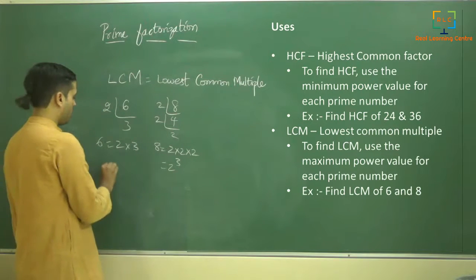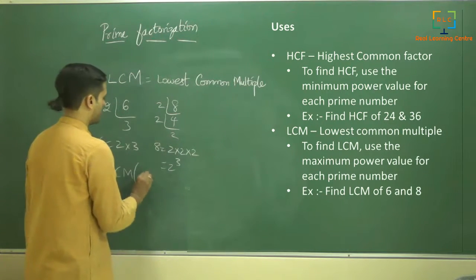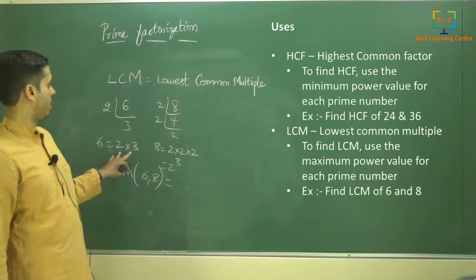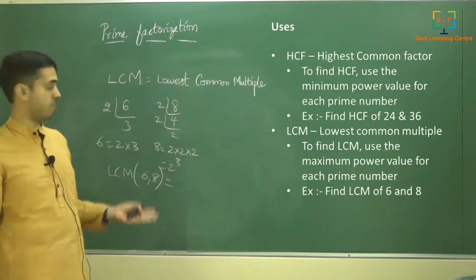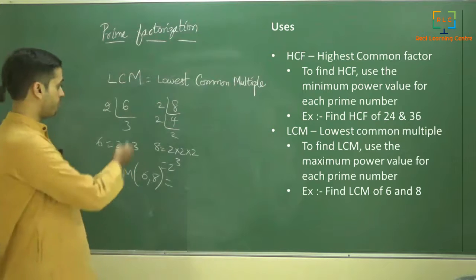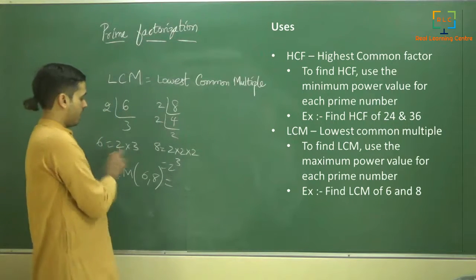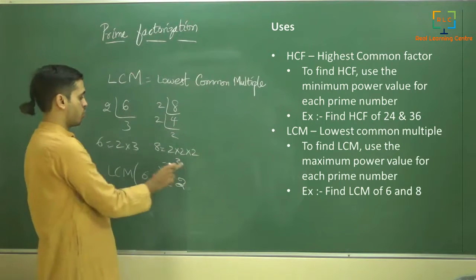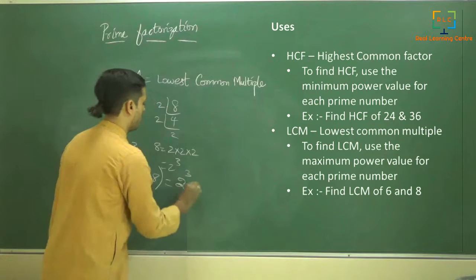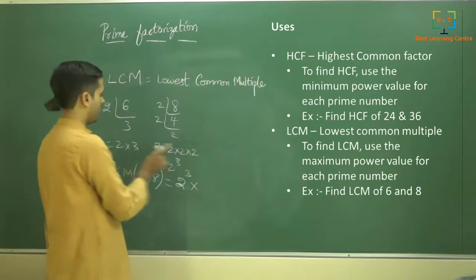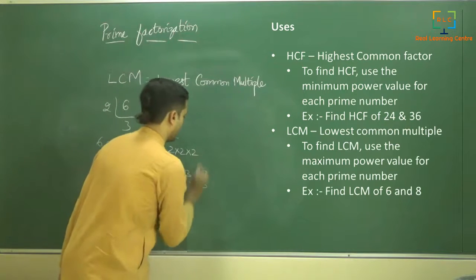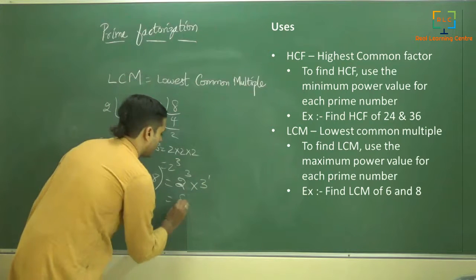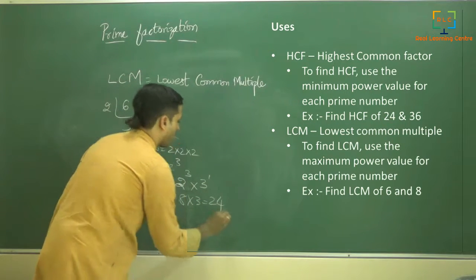So for finding the lowest common multiple of the given two numbers, what do we do? In the case of HCF, we took the lesser power, but for finding the lowest common multiple, take the maximum of the powers. So here we know the prime factor 2 is raised to power 1 here, whereas 2 is raised to power 3 here. So take 2 cube. And 3 is raised to power 1 here, and 3 is not there in 8, so take 3 raised to power 1, which is 3. So now we get the answer as 2 cube is 8, 8 into 3 is equal to 24.